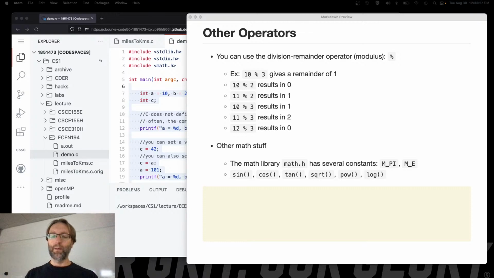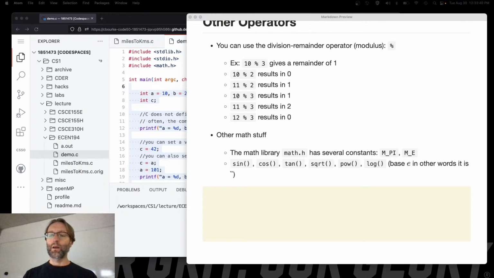Log is base e, the natural exponent. In other words, it is the natural log. Let me go into LaTeX mode here. ln of x. There. It's the natural log, ln.